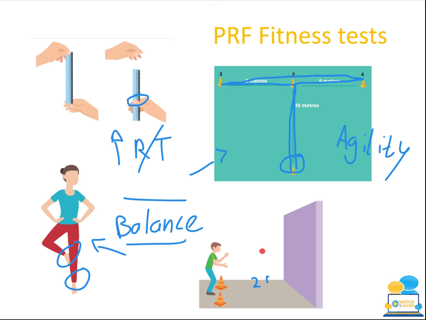Lastly, we have a 2 meter distance from the wall. We have the athlete throwing the ball against the wall with their left hand, and then they would catch it in their right hand to throw against the wall to catch in their left. So it's left, right. The number of passes in a 30-second time will give you a good score to measure your coordination.